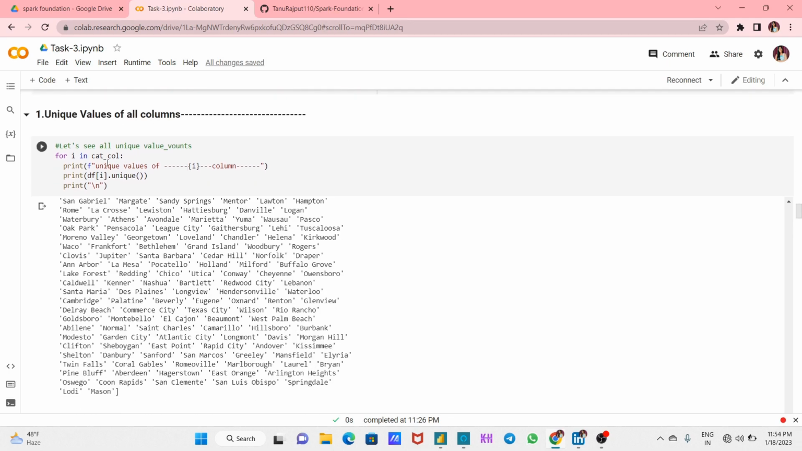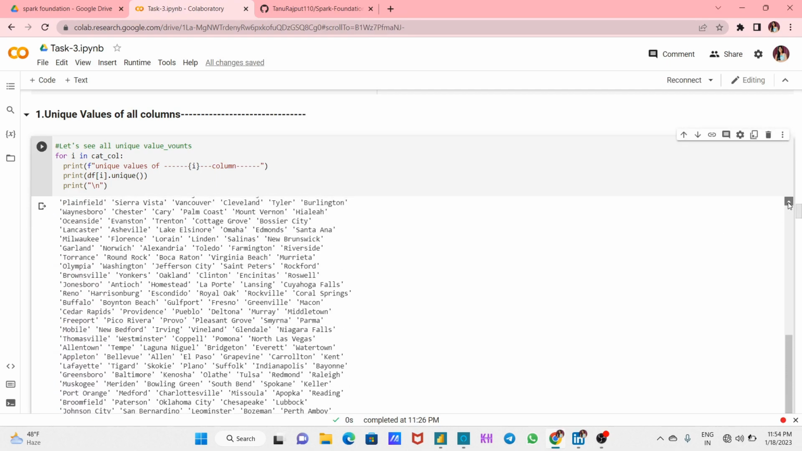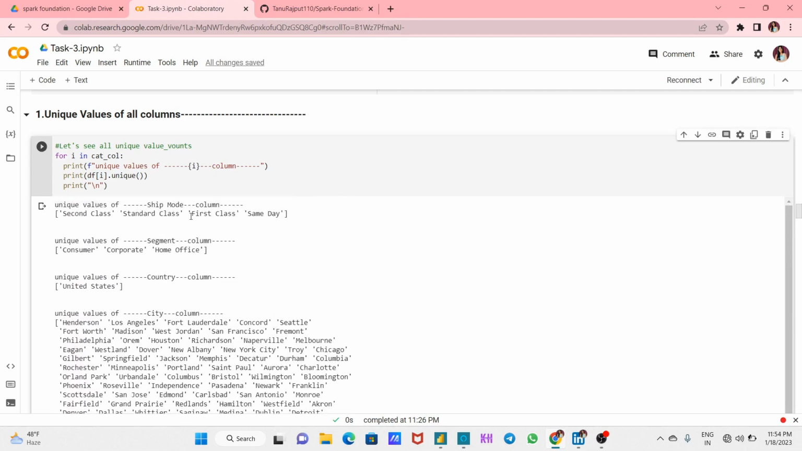Here I find the unique values of all columns. I run a for loop over cat_col, meaning all the columns in this variable, and print the unique values for each column. So here are the unique values for all the columns. For the ship mode column, I have second class, standard class, first class, and same day. For segment, I have three categories: consumer, corporate, and home office, and so on.